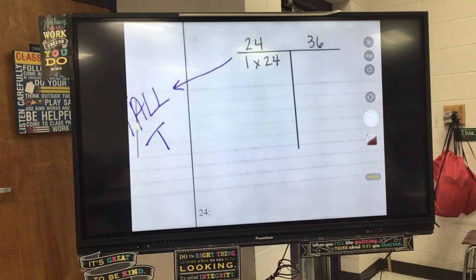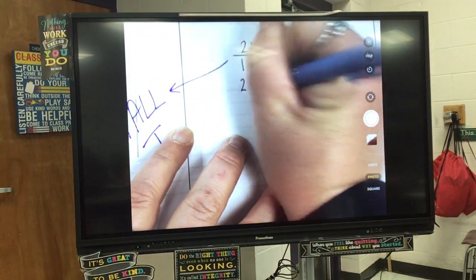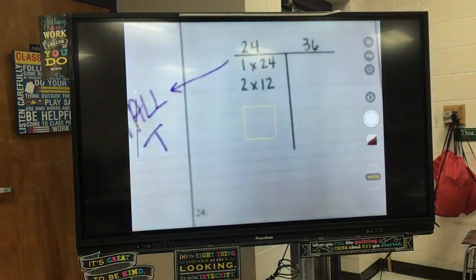So you always start with 1, and then you say, okay, can I multiply this number by 2 and get the answer? Or not multiply this number, can I multiply something by 2 to get the answer? So 24, what can I multiply by 2 to get 24? 12. So the next one is going to be 2 and 12, or 2 times 12.